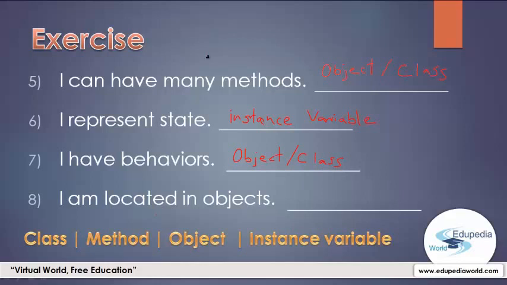The next question, I am located in objects. In a class, we define the instance variables and methods, and the objects created using that class have those instance variables and methods. So we can say instance variables and methods can be located in objects. Therefore, the answer is instance variable and method.